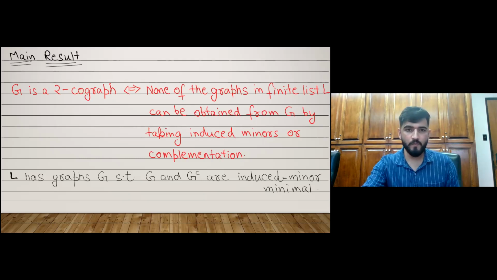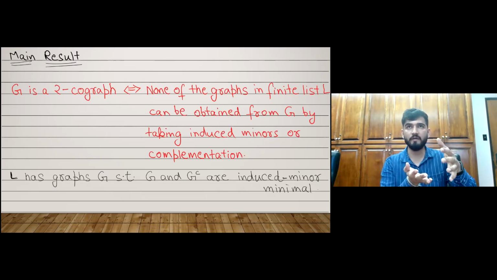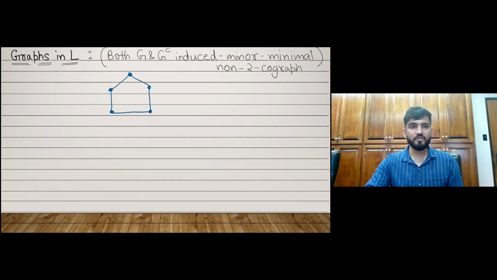So now, in the rest of the two-cograph part, we will try to see how we can show this list L is finite. And remember, this list L has graphs G such that both G and G complement are induced minor minimal non-two-cographs. Induced minor minimal non-two-cographs? Well, G is not a two-cograph, but every proper induced minor is a two-cograph. Now, examples of graphs in this list L.